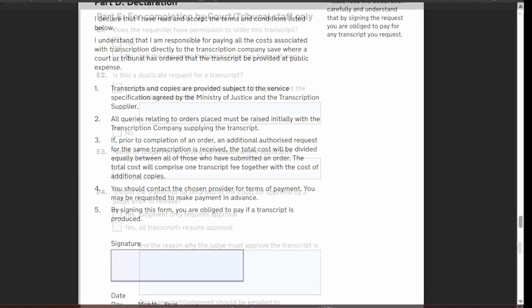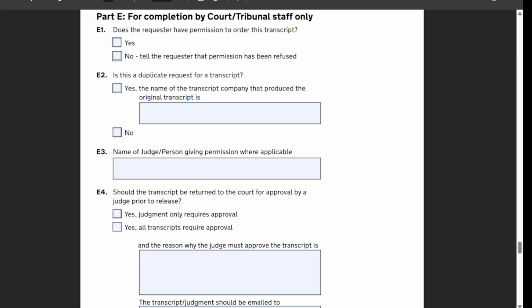And with regard to part E, for completion by the court and staff. Basically, the court is reviewing the form, parts A, B, C and D, to make sure that you, the applicant, or as they call it here, the requester, have done everything you need to do. They double check it and sign it off, and then it goes before the judge to make a decision on it. So to finish off, what reason did he give the court in order to obtain the transcript?